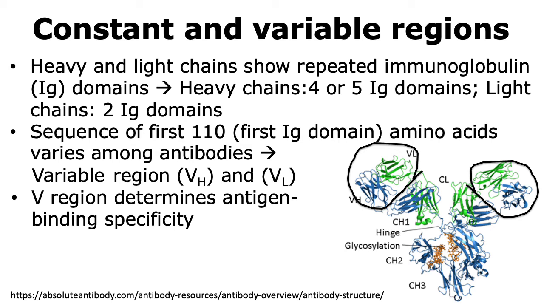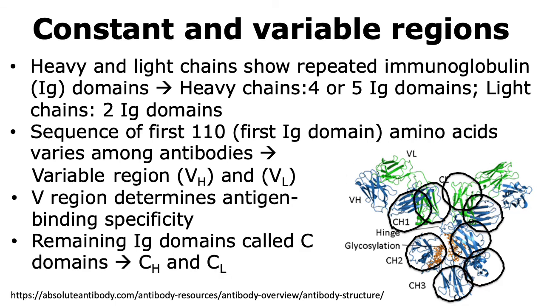Now, the V regions of the heavy chain and the light chain, as you can see in the figure, are close to each other in both arms of the Y. And hence, they are the ones that actually determine the antigen binding specificity. The remaining immunoglobulin domains that we can see as a whole bunch of black circles in this figure are the constant domains, and they don't show a lot of variability in their amino acid sequence. Hence, they're also called C domains, and the constant domain for the light chain is called CL, whereas the constant domain for the heavy chains is called CH.